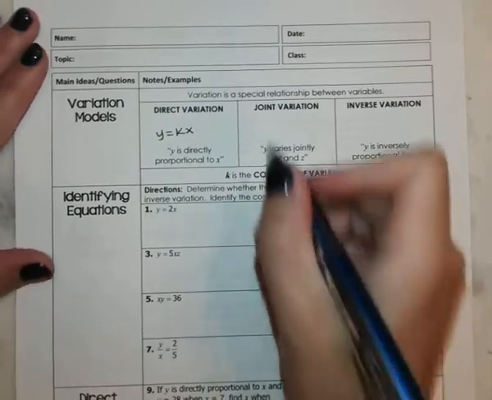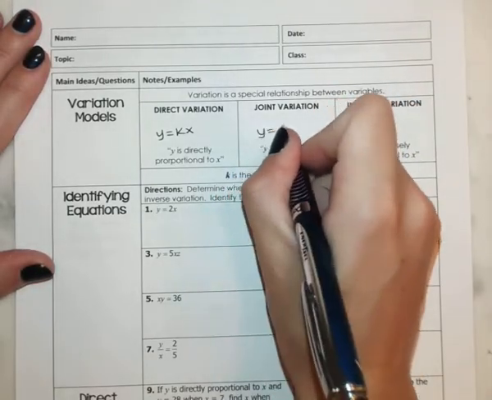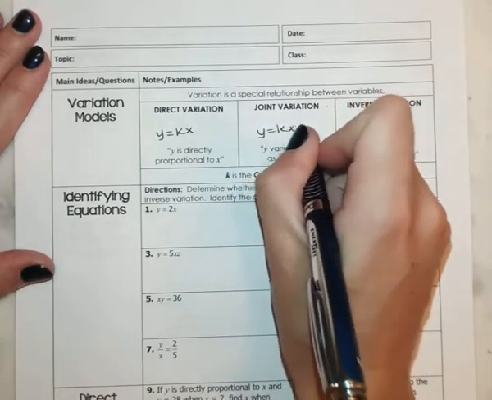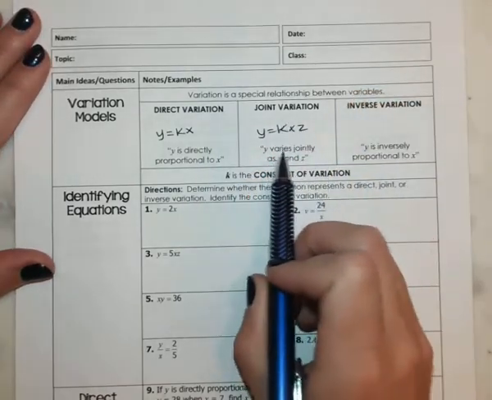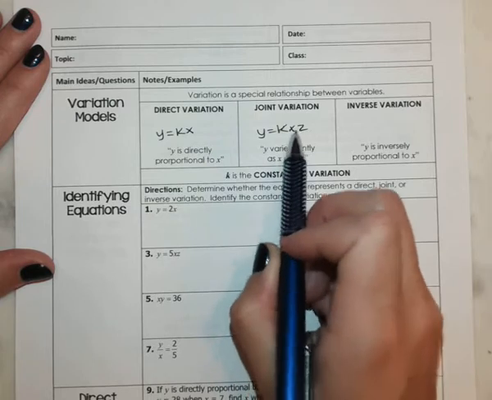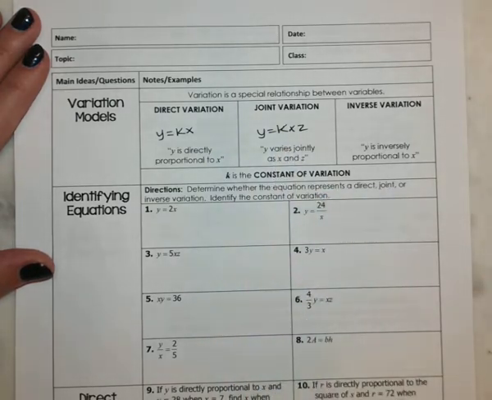So the next one is joint, which is y equals k times x times z. This one just has another dimension to it, but y varies jointly as x and z, and you still have k, your constant. You will have a constant in every problem.